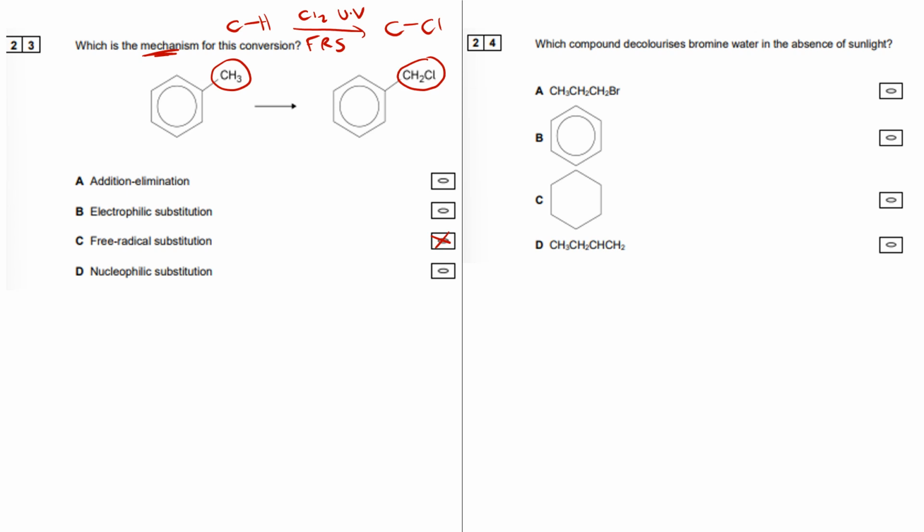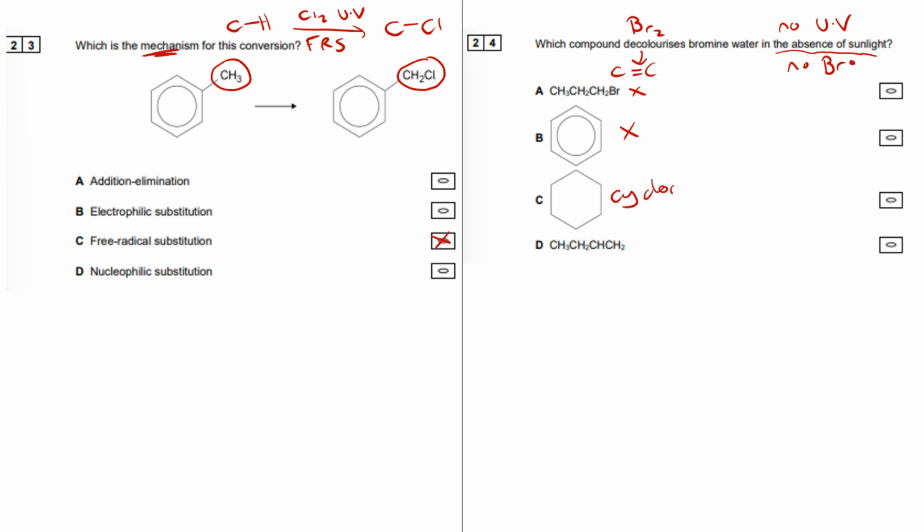Question 24. Which compound decolorizes bromine water in the absence of sunlight? It's a strange phrase, that absence of sunlight. That just means there's no UV light, so we're not going to be forming any bromine radicals. So just standard bromine water, Br2, is going to react or decolorize alkenes or compounds with C double bond C. So it's not going to decolorize a haloalkane, it's not going to react with a benzene ring under normal conditions.